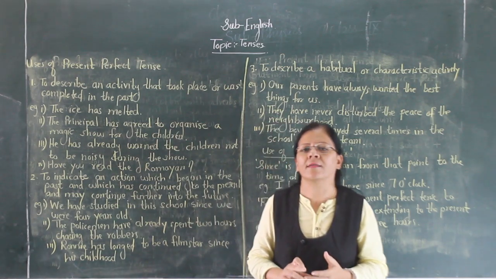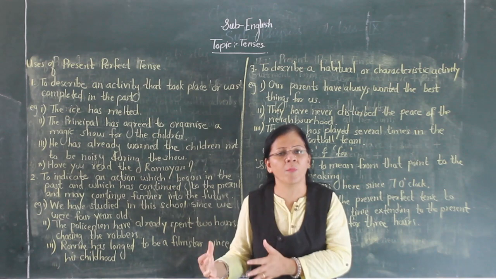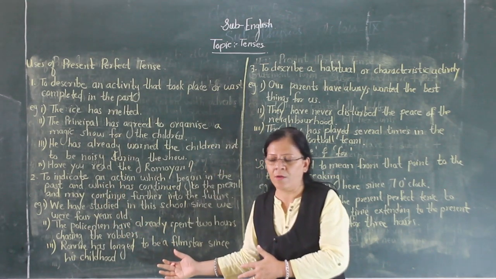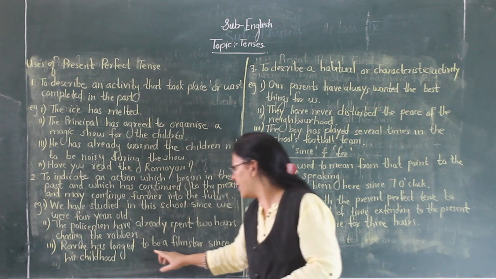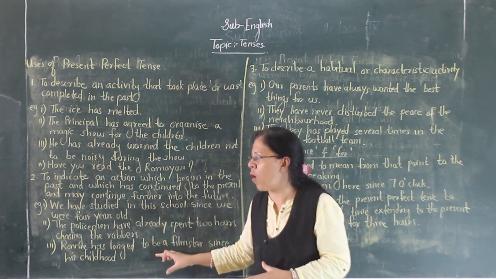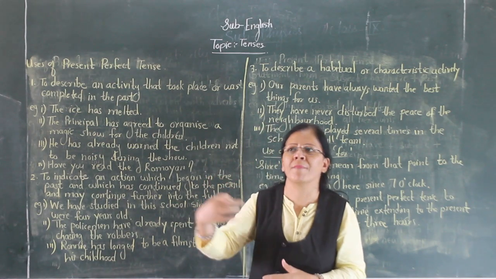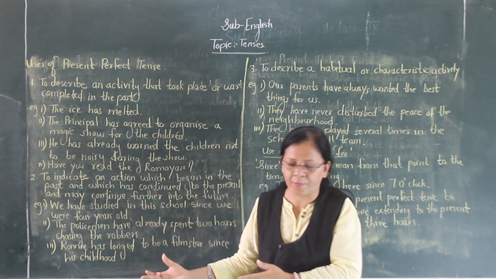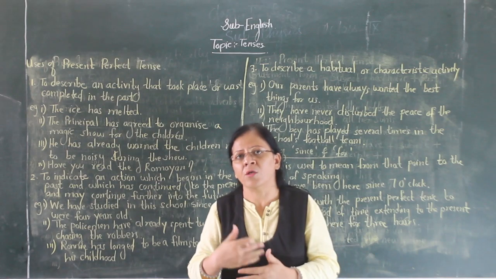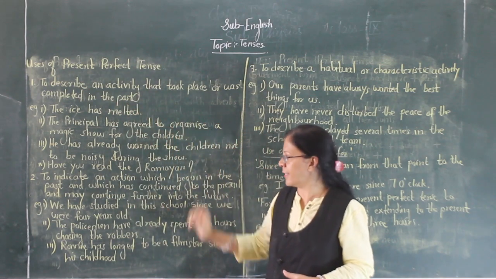So already 2 hours are spent, that is past. Still the policeman is chasing the robbers. It is going on in the present, and maybe it will take some more hours to complete that activity. Next example, Rocky has longed to be a film star since his childhood. So that action started in the past and still it is continuing, and it may continue up to his lifetime. So the actions which started in the past and which can continue in the present or in the future, to describe those actions we use present perfect tense.